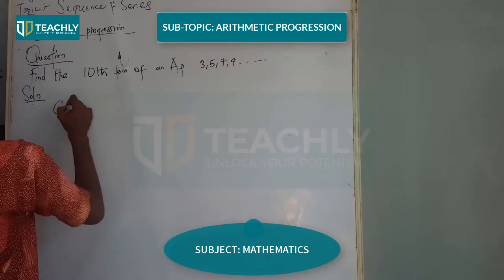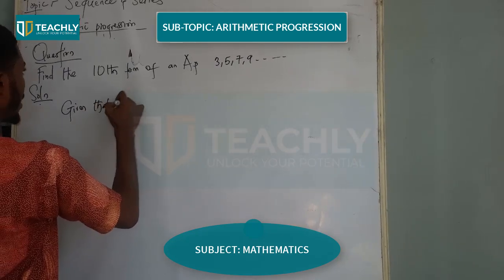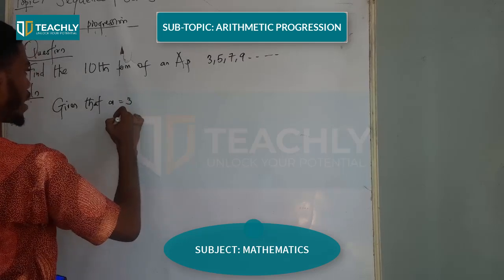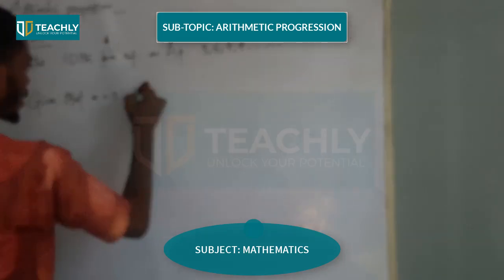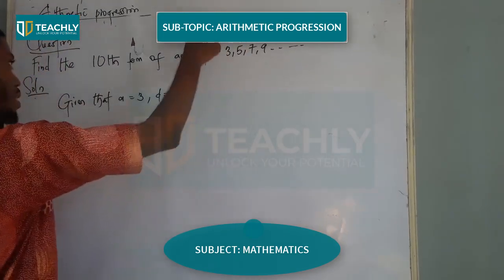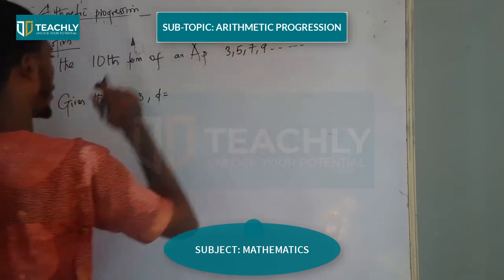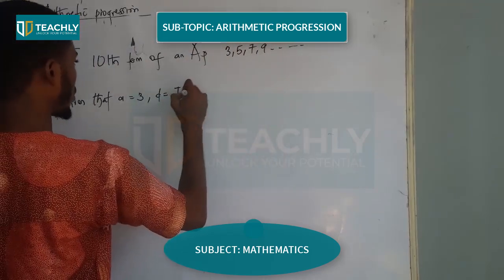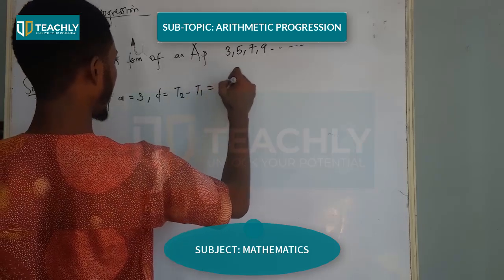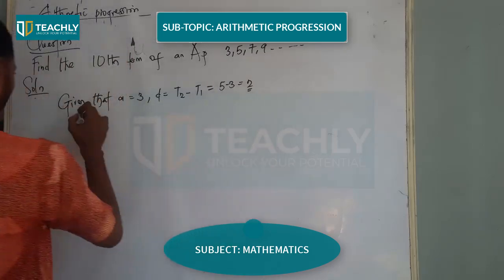So we are given that A, what's our A, the first term, is equal to what? 3, right? What's our D? I told us earlier, either you use the second term minus the first term, the third minus the second, the fourth minus the third. Now, so we have T2 minus T1. So we have 5 minus 3, and that's going to be 2. That's my D.